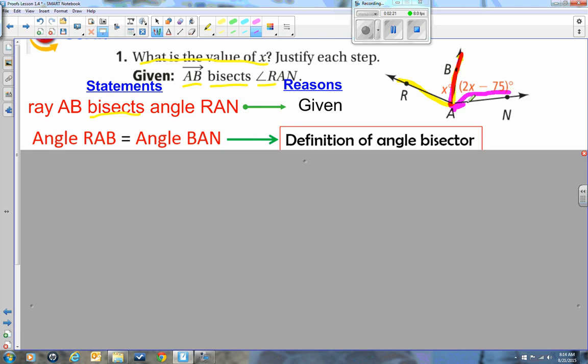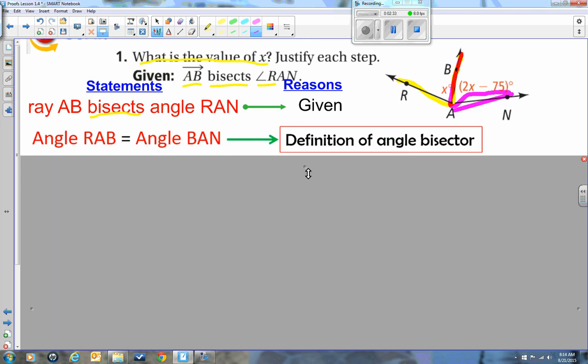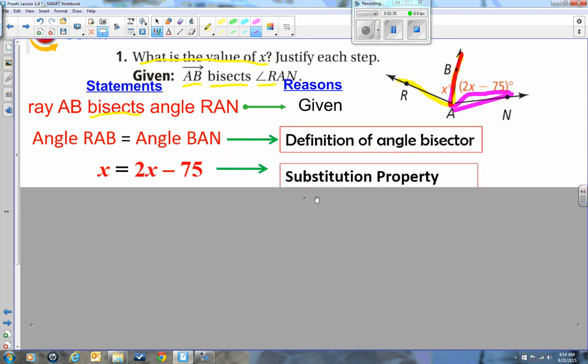Trying to highlight it there, didn't work out so great. Those angles must be the same because we know the definition of angle bisector. Bisecting this angle, definition of angle bisector. Why did I suddenly write down expressions here? Well, I took RAB, which had x degrees in it, and angle BAN, which had 2x minus 75 written in it, and I just substituted. Now I'm starting to get somewhere. I'm getting down to being able to find the value of x.